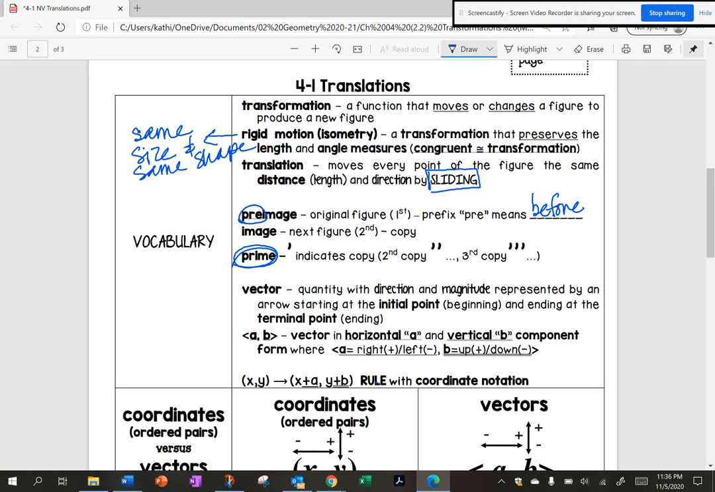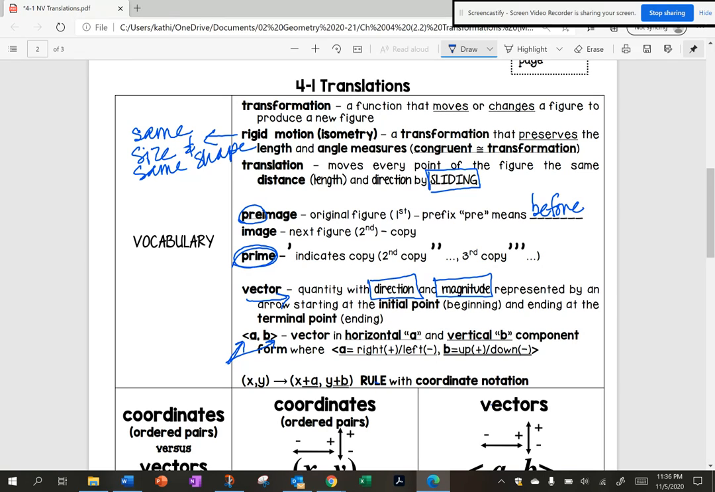So a vector is a quantity with a direction and a magnitude, represented by an arrow, starting at the initial point, which is the beginning, and ending at the terminal point, the end. So for a vector, we use these arrow symbols. They're not quite like a coordinate, but they work similarly.